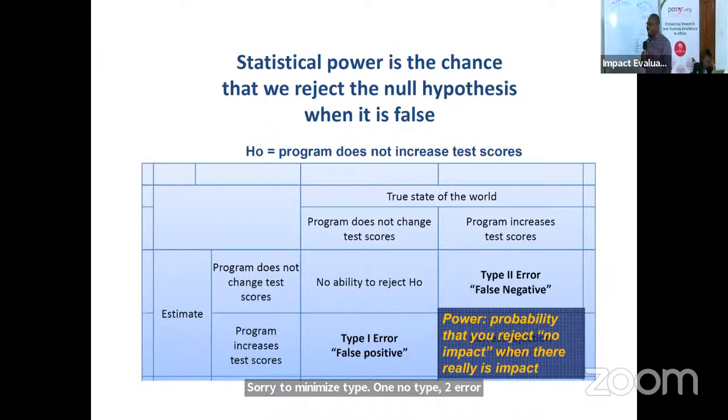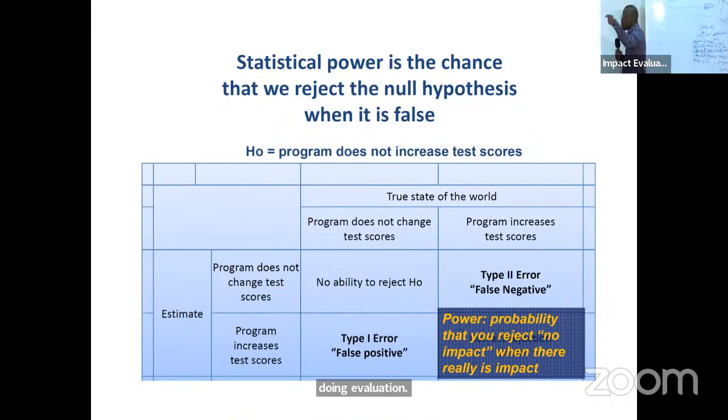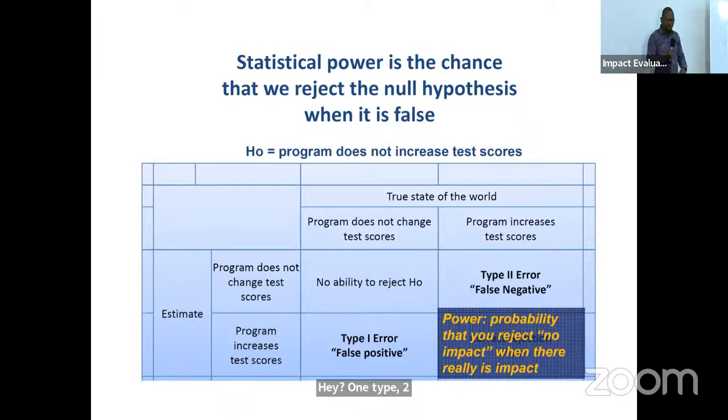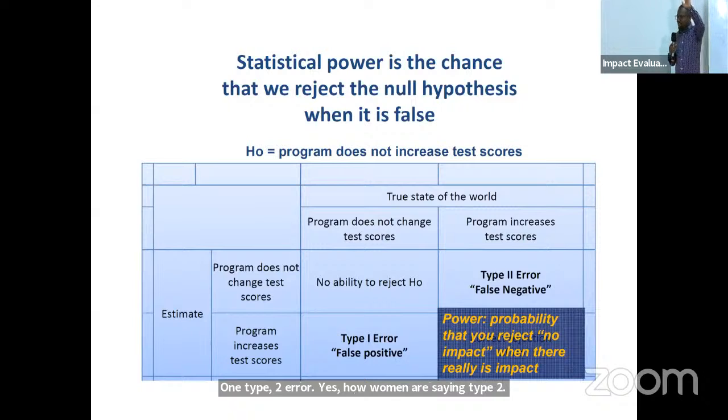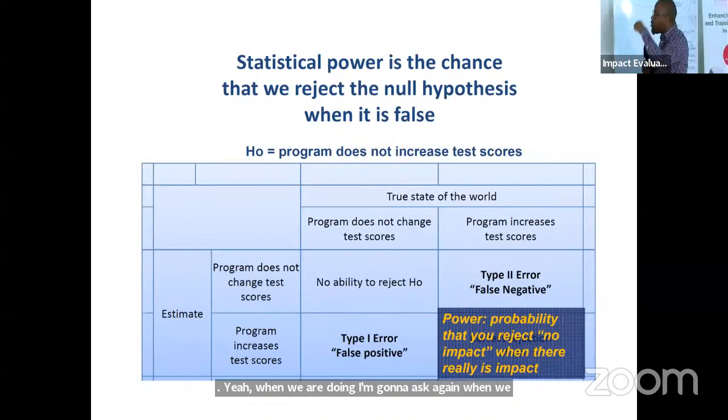Okay, good question. I'm going to ask again. When we are doing evaluation, what do we want to minimize? Type 1 or type 2 error? Yes. How many are saying type 2? How many are saying type 1? How many are completely lost? When we are doing evaluation, which error do we want to minimize?